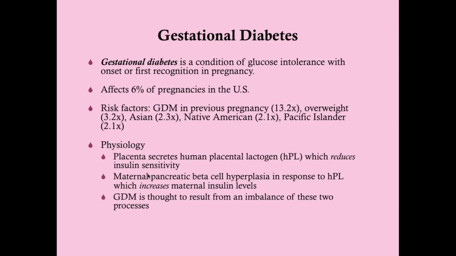So what's going on is that you have this human placental lactogen, and it reduces insulin sensitivity, and then the maternal pancreas undergoes hyperplasia, the beta cells undergo hyperplasia, but it's not able to respond to a great enough degree, and so you have an imbalance where you have a reduction in insulin sensitivity and not enough maternal insulin. And so the result of that is there's going to be a higher glucose level in the blood, and consequently there's going to be more glucose that's going to be able to cross the placenta and get to baby, and that's going to result in some of the complications that we see from gestational diabetes.